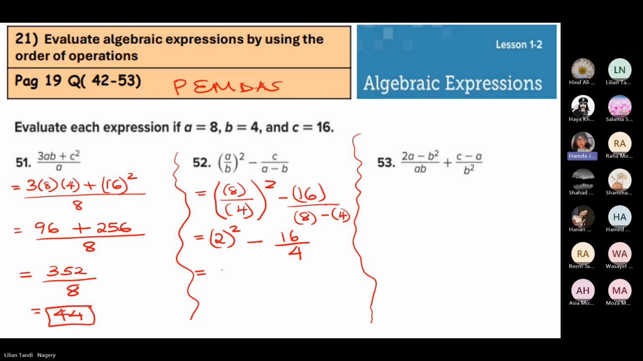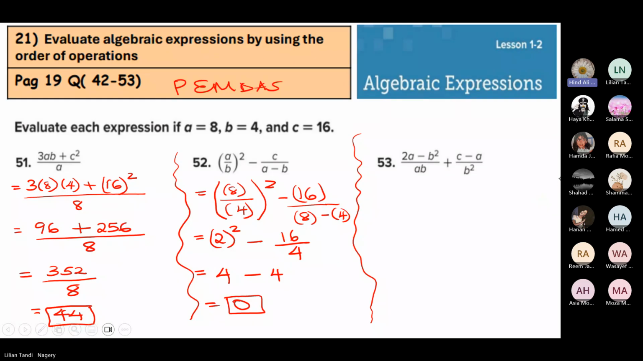This one will become 4. Minus 16 divide 4, 4. Okay. So the answer is 0. Why are you saying it like you're not sure? I don't know. Who's doing 53?